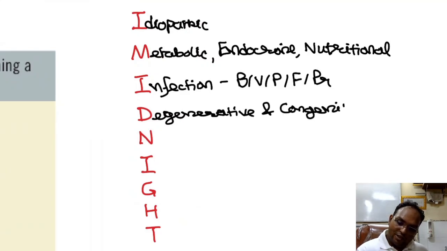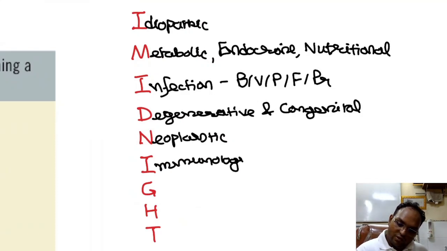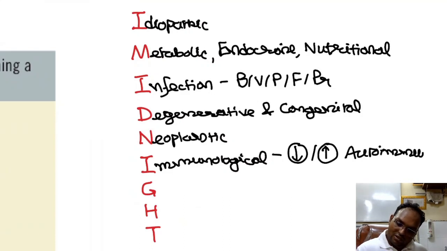N, of course, is neoplastic: benign, pre-malignant, malignant diseases. I is immunological. So you either have immune deficiency or autoimmune disorders. G is genetic. H is hereditary, almost the same. Familial.